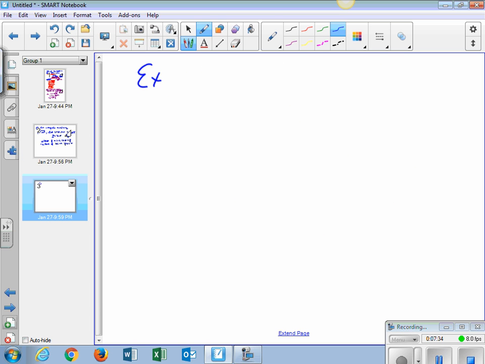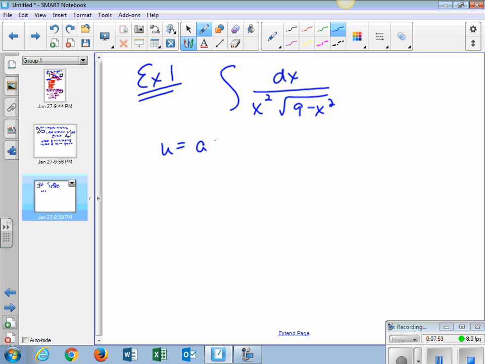First one, example 1. I have the integral of dx over x squared times the square root of 9 minus x squared. Okay, so I'm looking at this and I see that I have a squared minus u squared. Basically, I'm thinking I have u equal to a sine of theta. So in this particular example, I'm going to let my u, which is my x in this case, be 3 sine of theta. So when I think about my triangle, I'm thinking x over 3 equal to sine of theta.